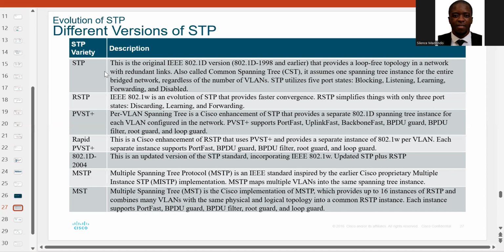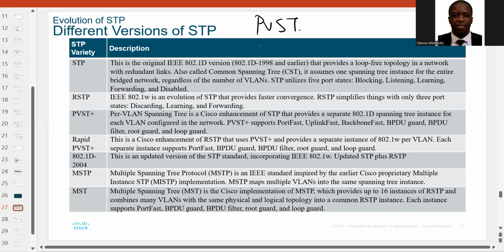Okay, now continuing with different versions of STP. As we've already seen, we have STP for VLANs, which is PVST. Those are different versions, depending on the number of instances we have, depending on, for example, the number of port states that we have.